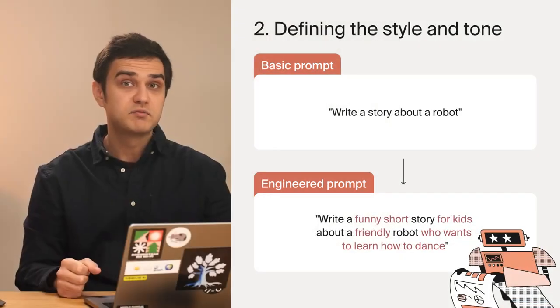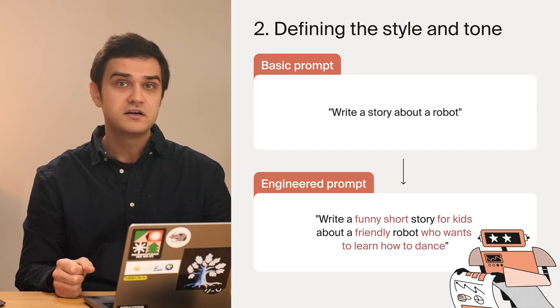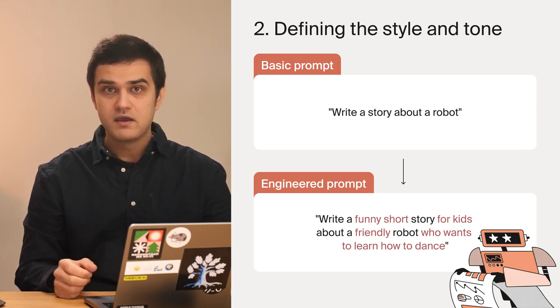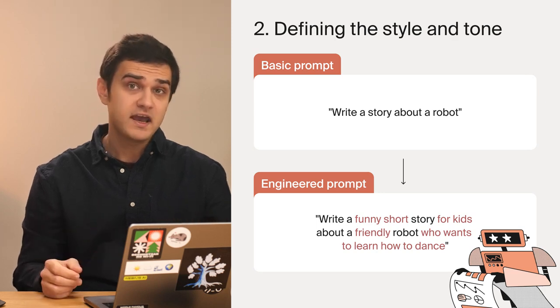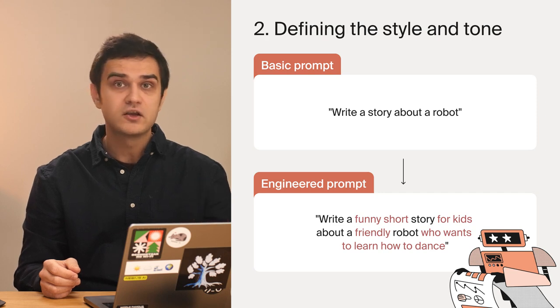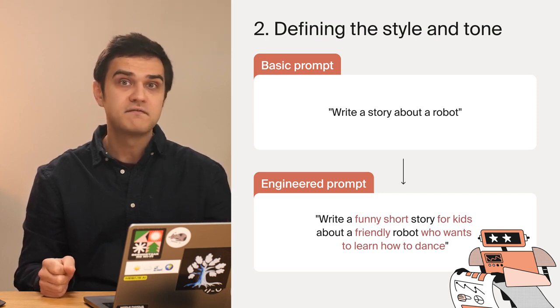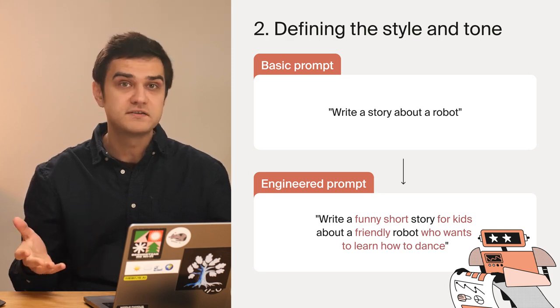Now consider this prompt. Write a story about a robot. It is a fine start, but pretty open-ended. The AI might come up with something super generic. Instead, if you add specificity about the desired tone, audience, and content, the AI can craft a fun and engaging story tailored to your needs, like a story for kids, for example.